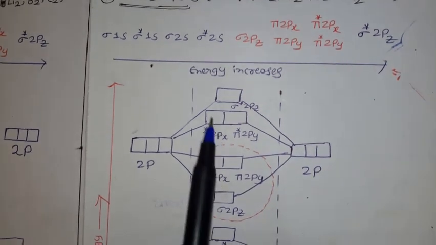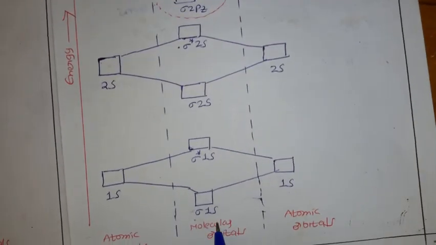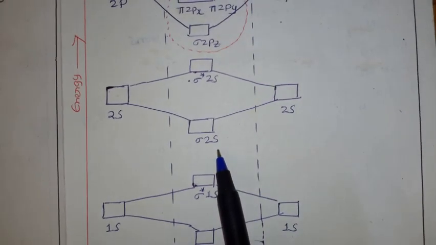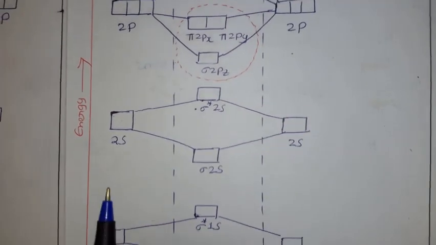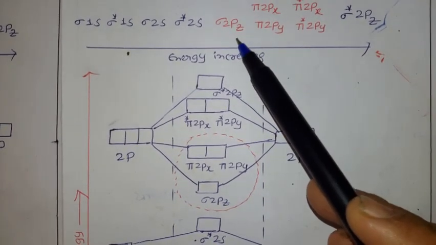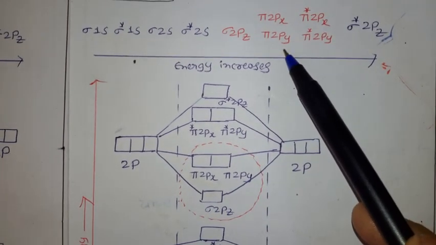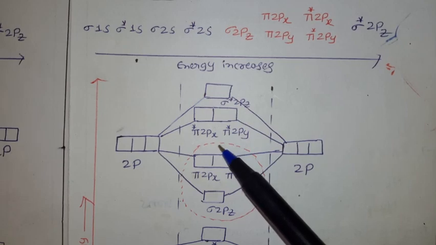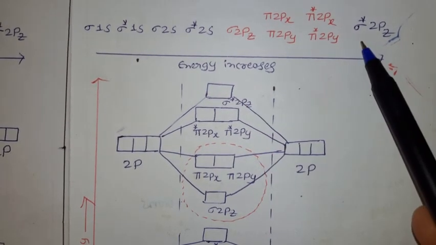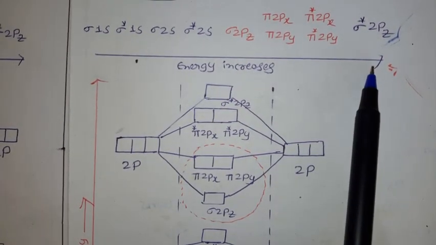Now if you see the energy increasing order: first we have sigma 1s, after that sigma star 1s is more, then sigma 2s, then sigma star 2s is more. Next after that we have sigma 2pz. After that pi 2px and pi 2py have similar energy, then pi star 2px and pi star 2py have similar energy. Next we have sigma star 2pz. This is the energy increasing order of molecular orbitals.